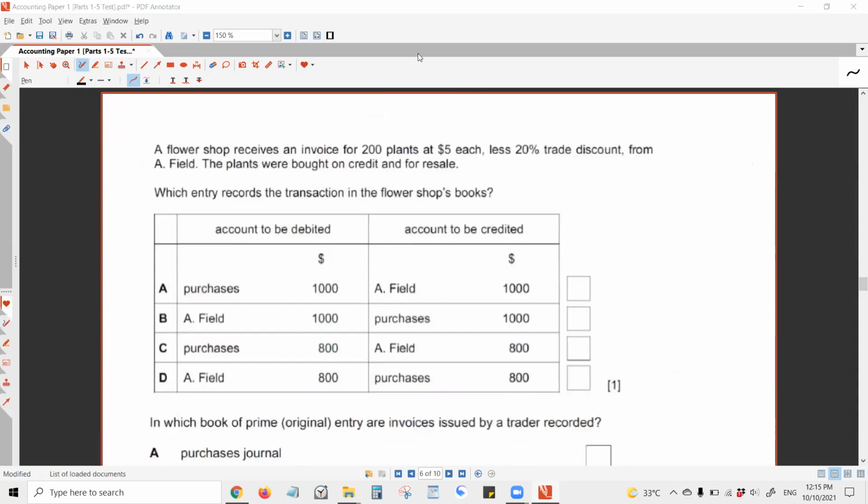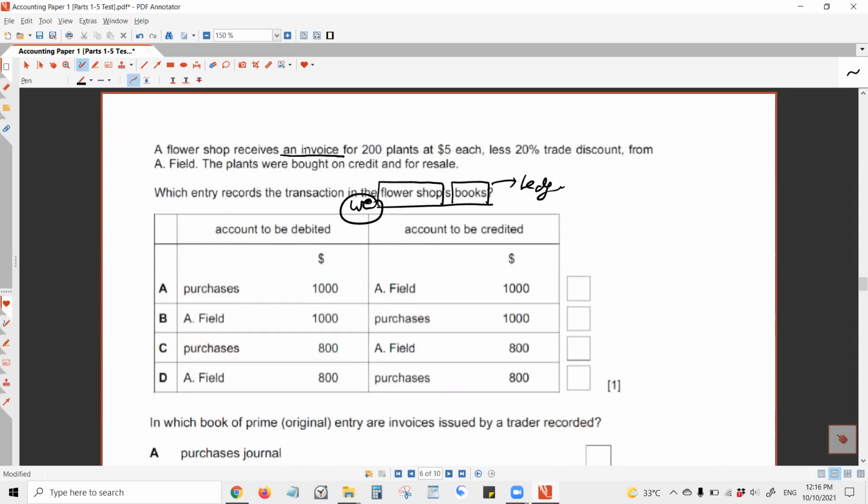Which entry records the transaction in the flower shop's books? Flower shop's books. Okay, sounds weird. Oh, books. I thought it was literally the books that they are buying here. Books means the accounting books, the ledger book. It's asking you how you record it in the flower shop's books. So we are operating the flower shop.